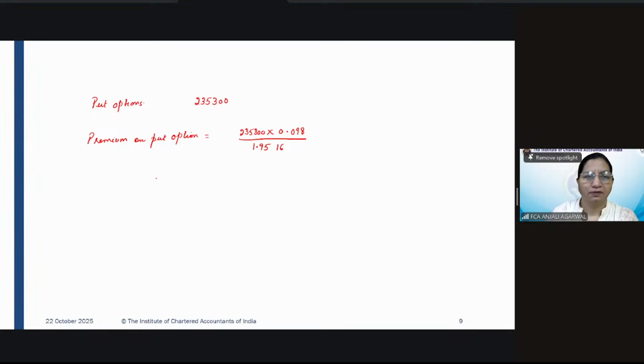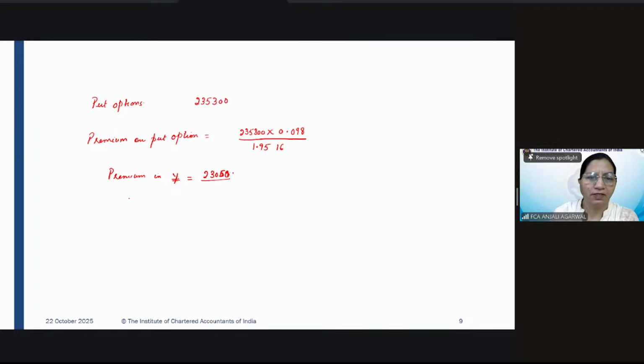Right? So you need to pay the premium. How much is the premium? For every rupee, 0.098. So this figure was in yen, right? So you need this many yen to be able to buy the put option. 235,300 into 0.098 yen. So your premium payable was, this is just for working, premium in yen was 23059. So how will you get 23059, or 23060 if we round up?